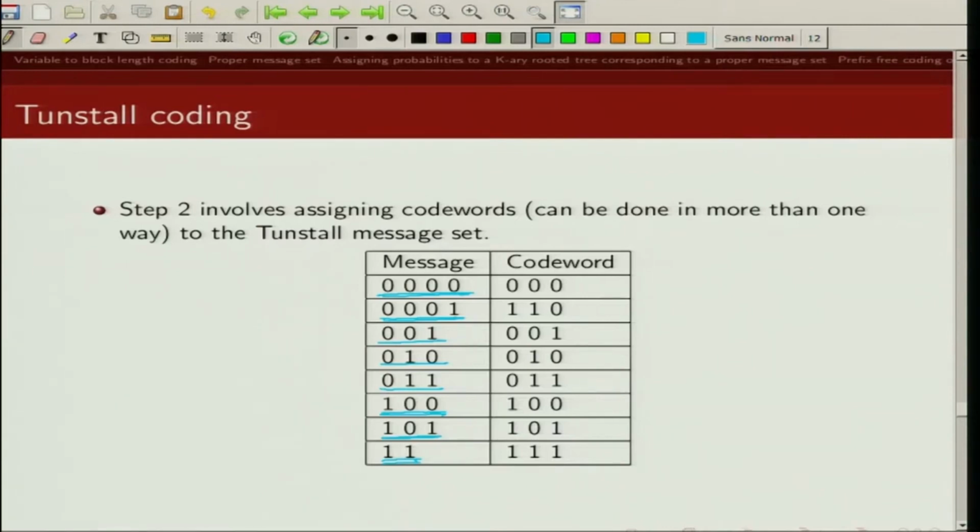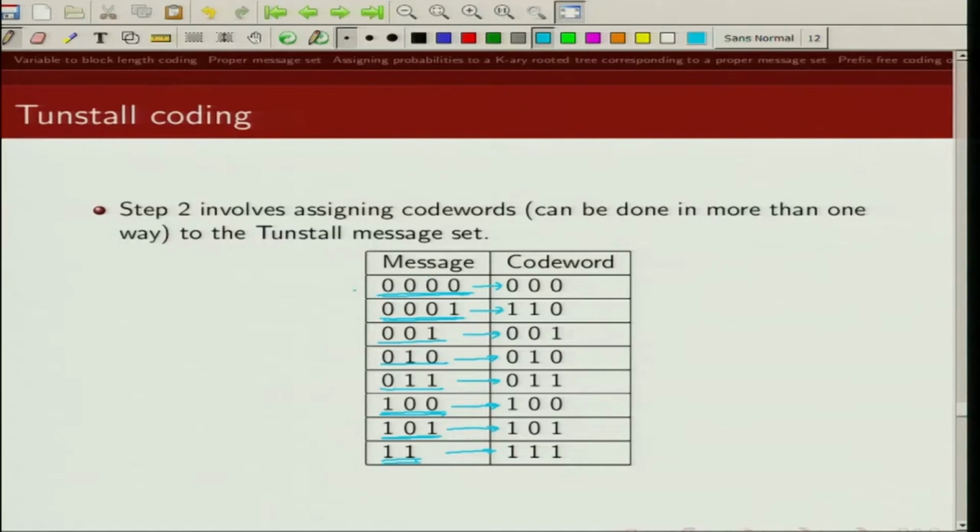Now these are my total m messages. Since I am using binary code words of length 3, I now have to assign a fixed length code to each of these messages. I can assign any 3-bit code words. I just did it 0, 0, 0, 0, 0, 1, 0, 1, 0, 0, 1, 1. Essentially from 0, 0, 0 to 1, 1, 1, those 8 code words you can assign to any of these. This can be done in any order.